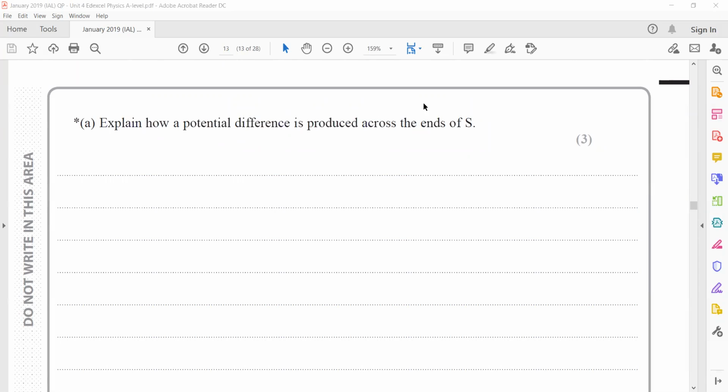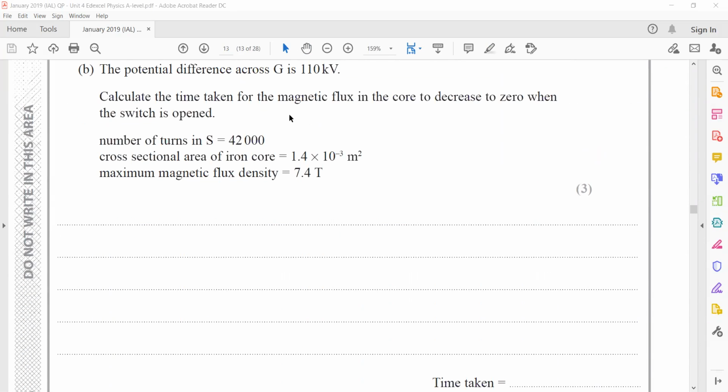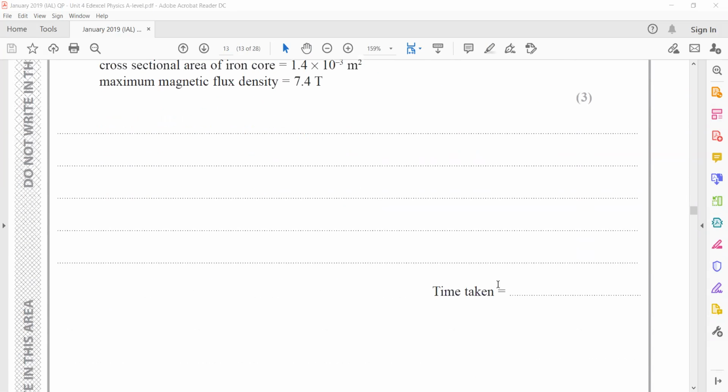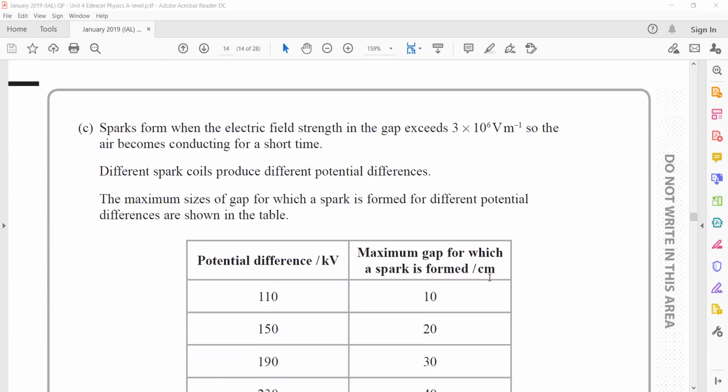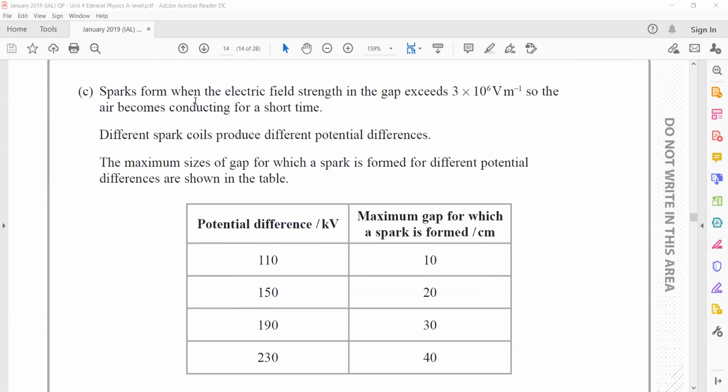How is the potential difference produced? This is related to magnetism: there's a change in magnetic field, and due to the change in magnetic field there's an induced EMF that results in the production of a high EMF across S. This is how you will use the magnetism formulas to get the time taken. Now, the spark forms when the electric field strength in the gap exceeds 3 × 10^6 volts per meter. So if this is the value of the electric field between the two metal rods, then we'll see the spark, so that the air becomes conducting for a short time.